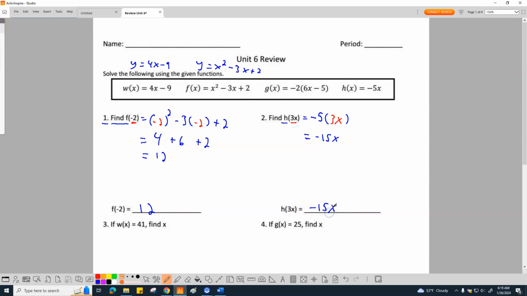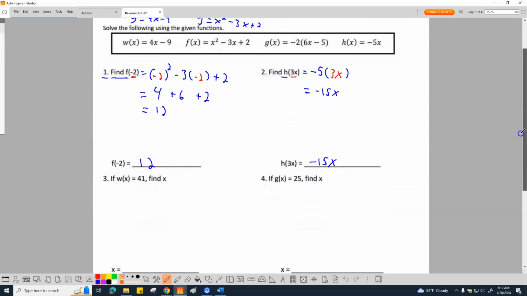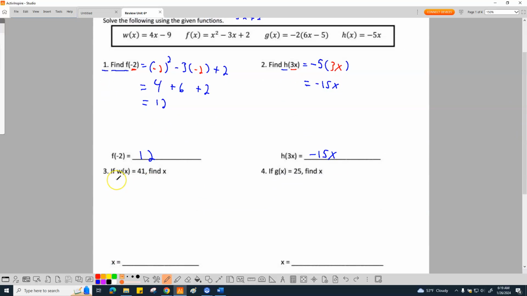So you can see how you can get pretty much full credit on all these, even if your arithmetic skills aren't perfect. With that said, I'm going to actually solve 3 and 4 in a different video.